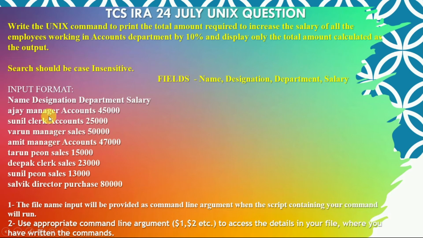So input format is already given. There are 4 fields: name, designation, department, salary, and we only need to find out 10% only for accounts department, and do the summation and at last display the total amount calculated as the output. And we need to use appropriate command line arguments to access the detail in our file. So we will discuss this later. I hope you understood.